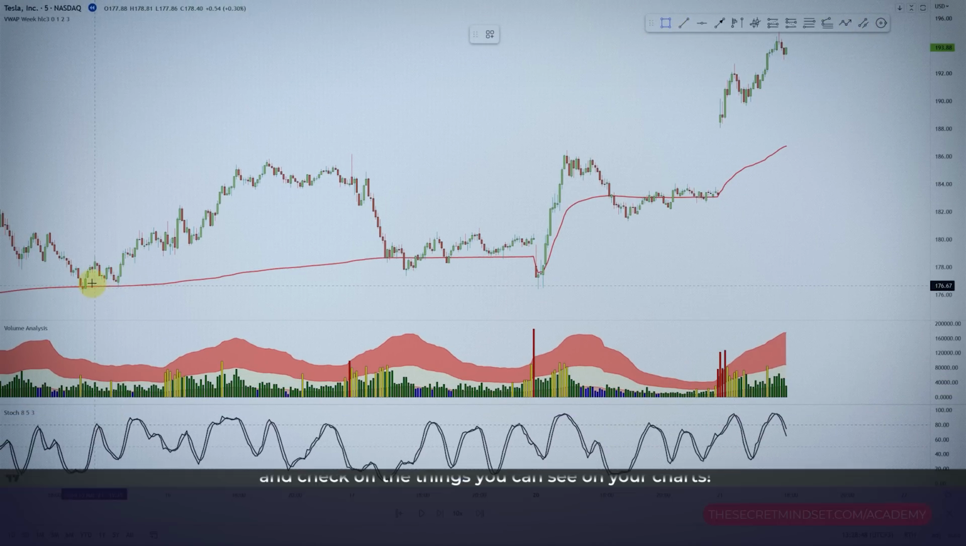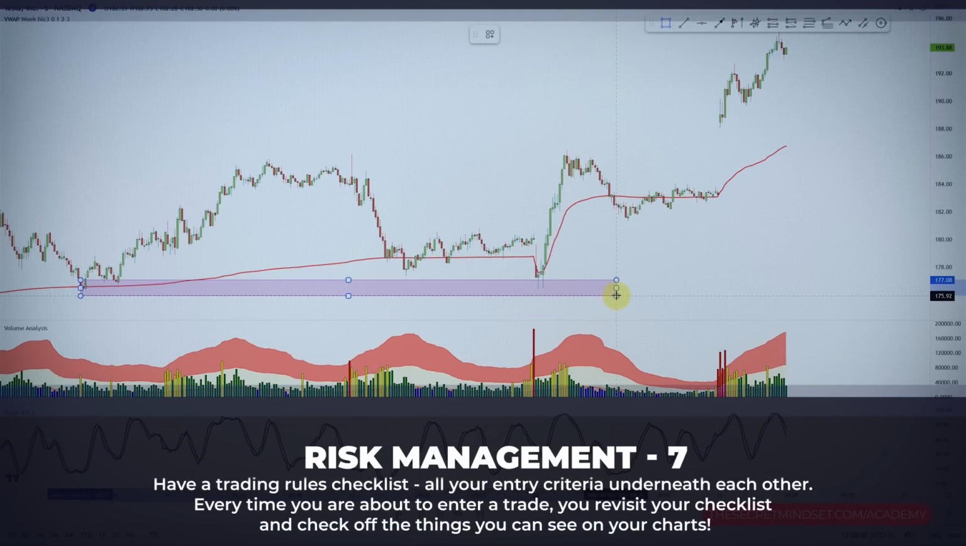When you day trade, you must have a trading rules checklist. A checklist must state all your entry criteria underneath each other. And every time you are about to enter a trade, you revisit your checklist and check off the things you can see on your charts.